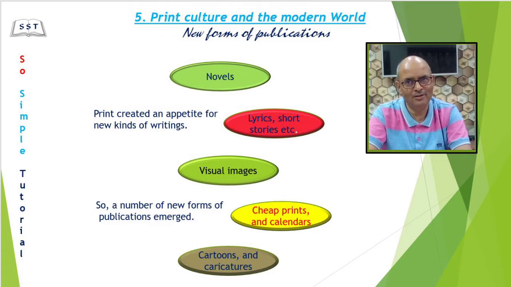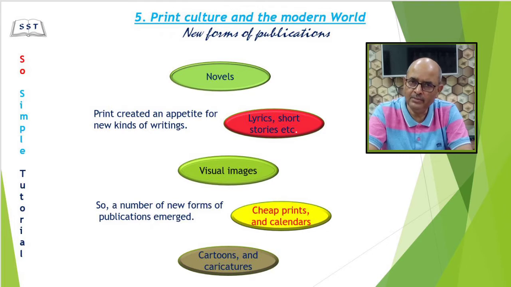First, novel. Dear students, novels had originally developed in Europe but developed in India in the 19th century. The reading public and the print helped in this process. Some of the earliest novels were written in Bengali and Marathi. Then, besides novel, lyrics, short stories, and essays came to be written. They included social and political issues.